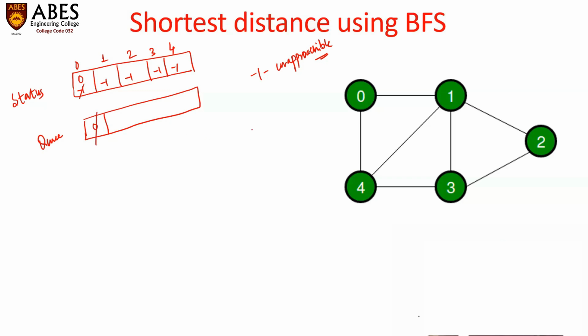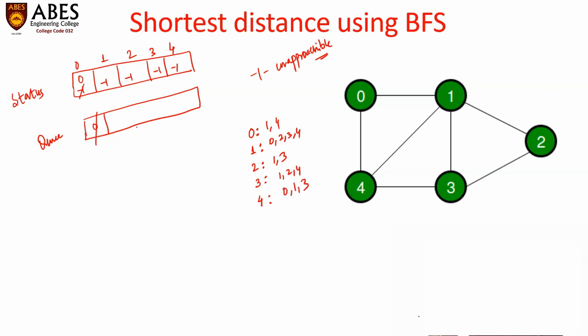We must have designed the adjacency list first. Let's write that here. From 0, the connections are 1 and 4. From 1, the connections are 0, 2, 3, and 4. From 2, the connections are 1 and 3. From 3, the connections are 1, 2, and 4. And from 4, the connections are 0, 1, and 3.